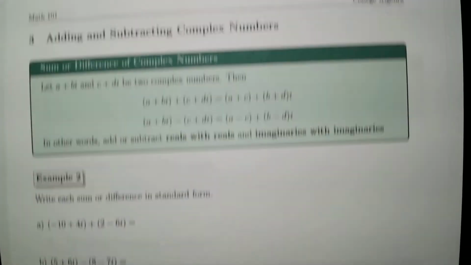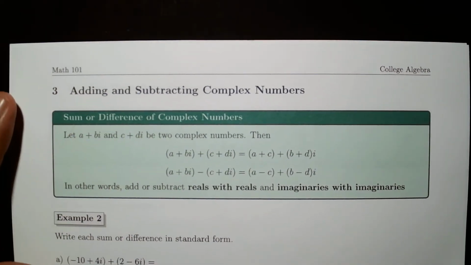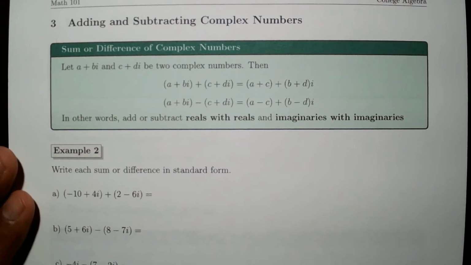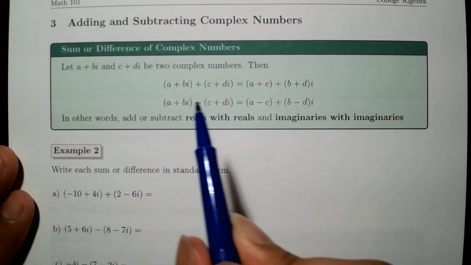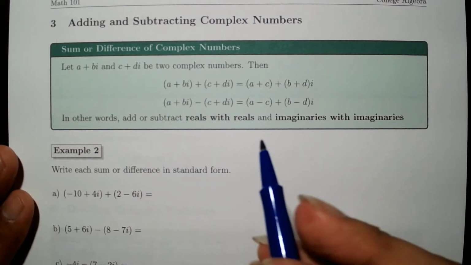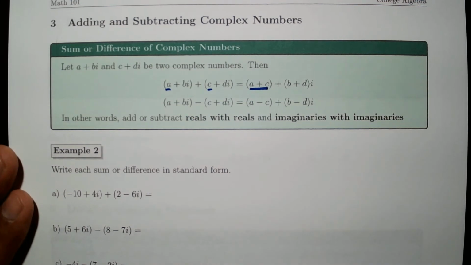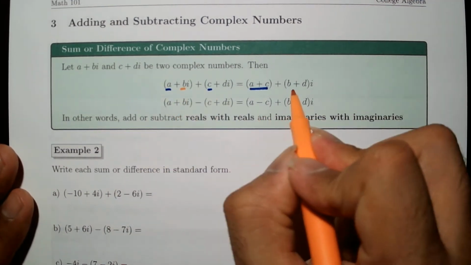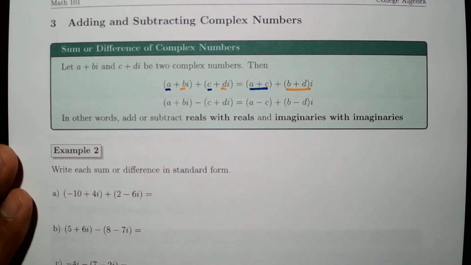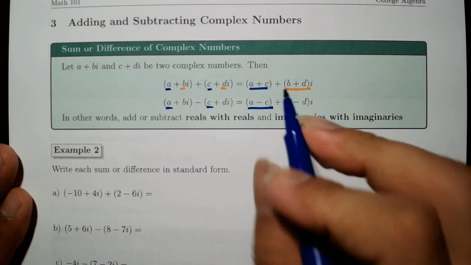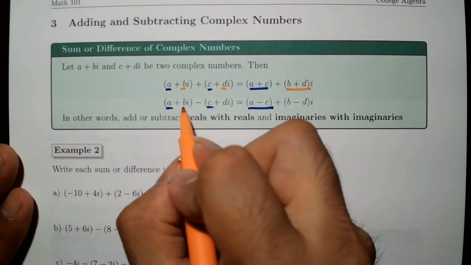So let's start doing operations with complex numbers. So let's add and subtract complex numbers. Alright, so we are going to be given two complex numbers of this form. All we do is combine the reals with the reals and imaginaries with imaginaries. And the same can be said for the subtraction as well.